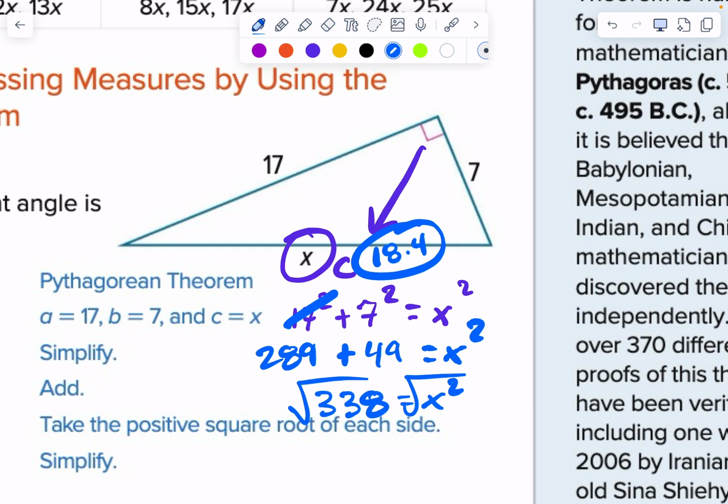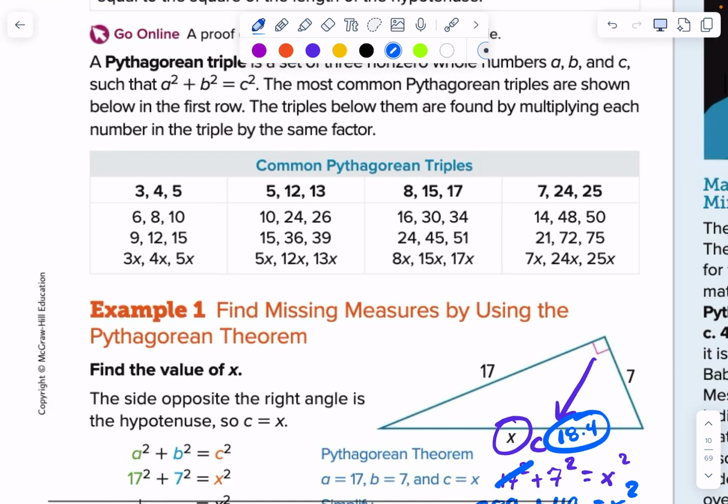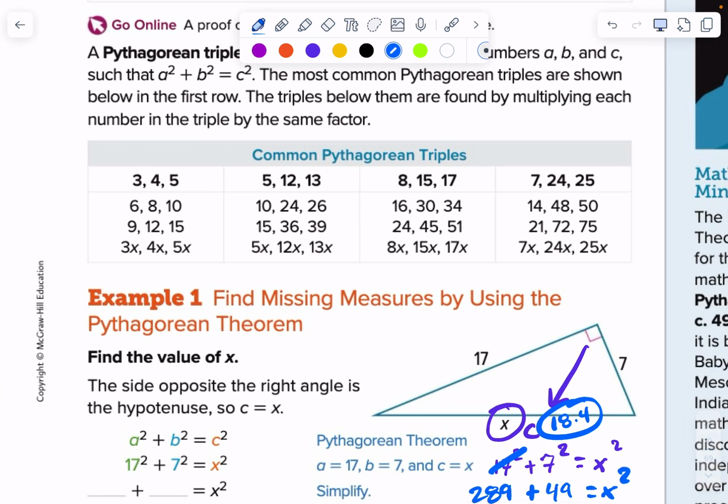This is what I challenge you people who know the Pythagorean theorem already, like very well versed in it. There are triples that help make life go faster. We've talked about these before. There are two that I want you to memorize out of this list, okay? And they are 3, 4, 5 and 5, 12, 13.